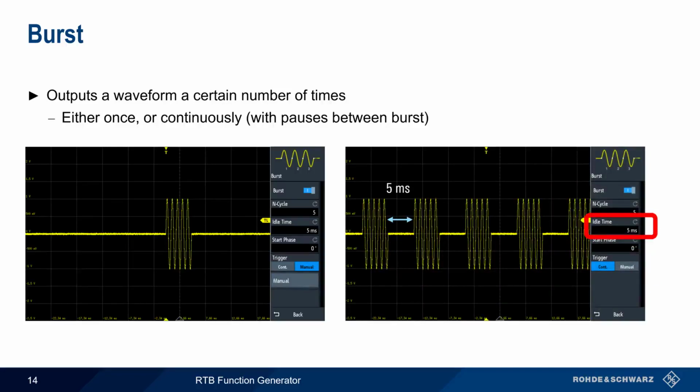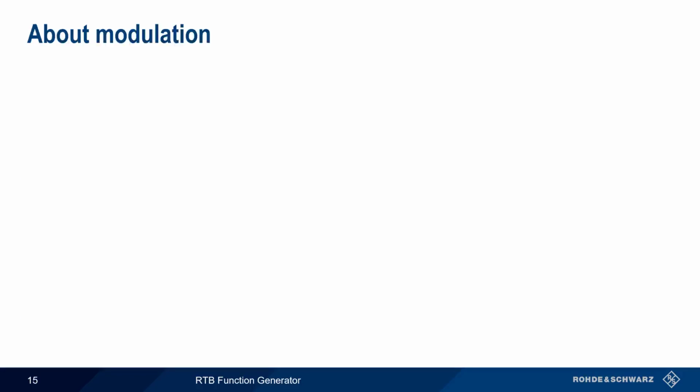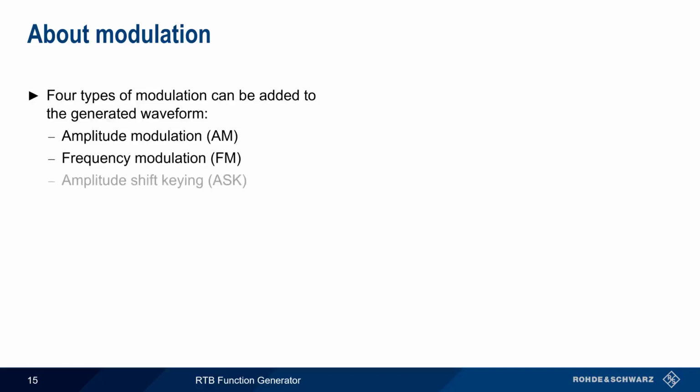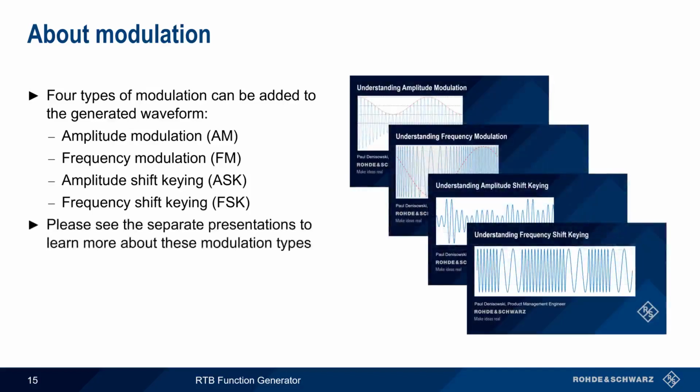5 milliseconds. In addition to the basic waveforms we've already discussed, the RTB function generator can also add 4 different types of modulation to the generated waveform, namely amplitude modulation, frequency modulation, amplitude shift keying, and frequency shift keying. We'll show how to configure these on the RTB, but separate presentations are also available if you'd like a more technical introduction to each of these modulation types.